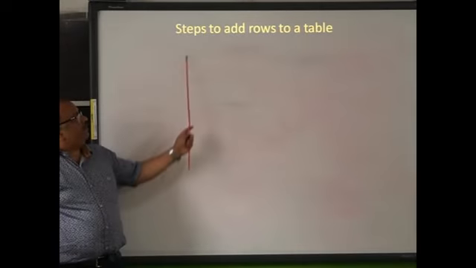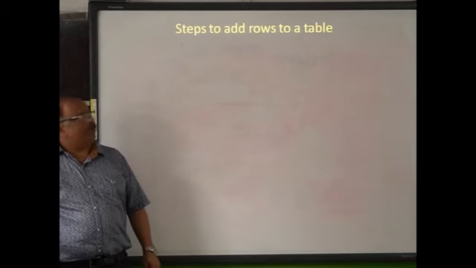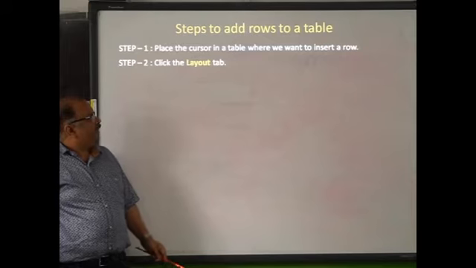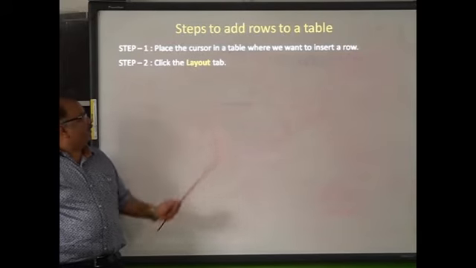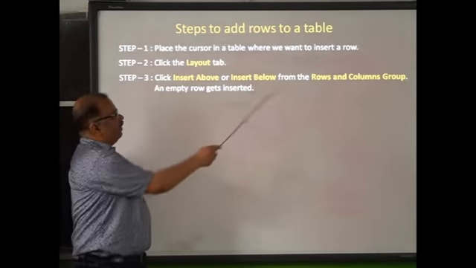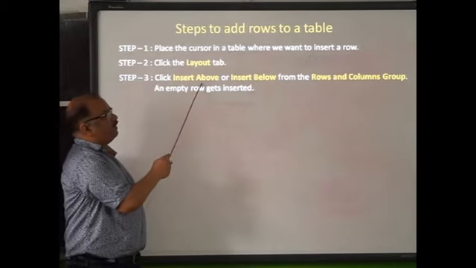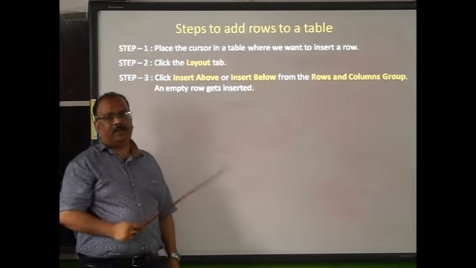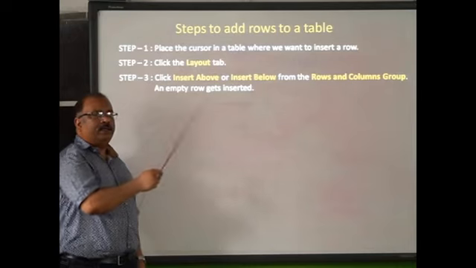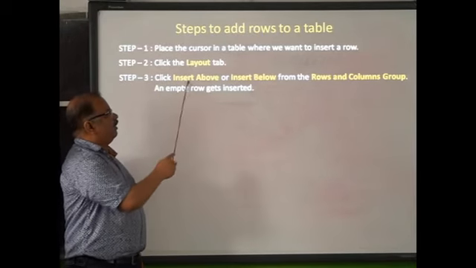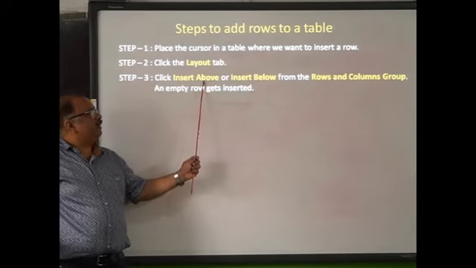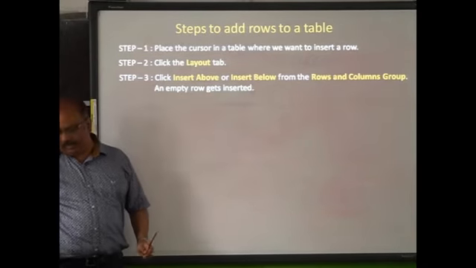And the process is the same to add rows in a table. Here also, you have to place the cursor where you want to insert a row, and then click the layout tab. Here also you will be getting two more options in the rows and columns group. These options are insert above or insert below. We are talking about a row, the horizontal one. So either you can insert a row above it or below it. It's up to your choice. Okay. So once you select any one of these, insert above or insert below, an empty row gets inserted.